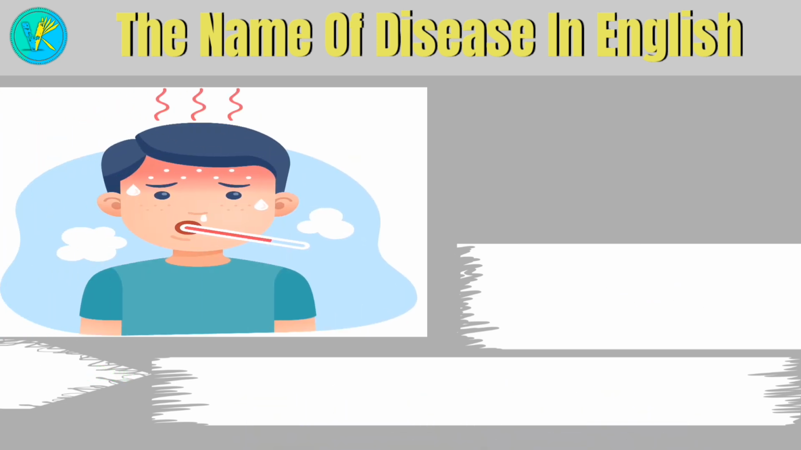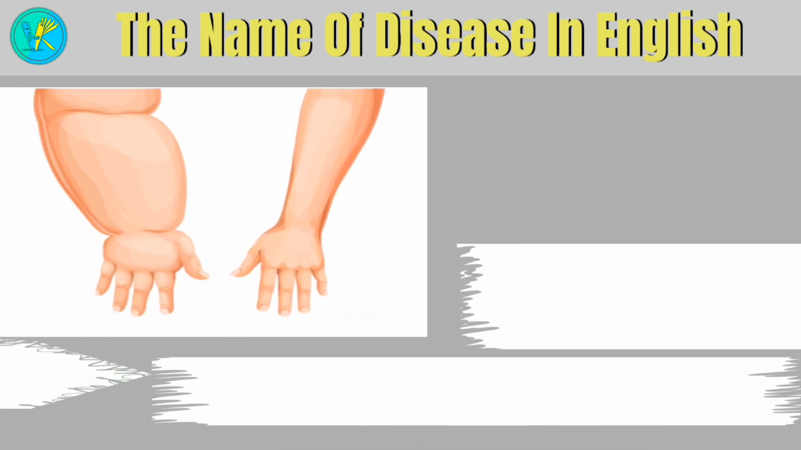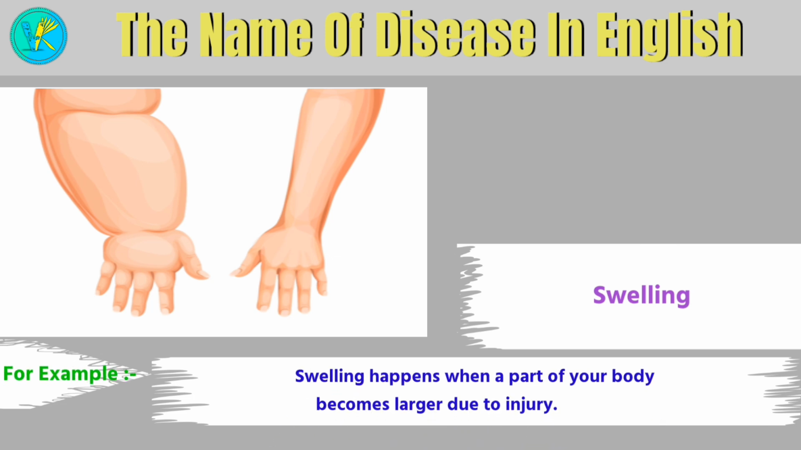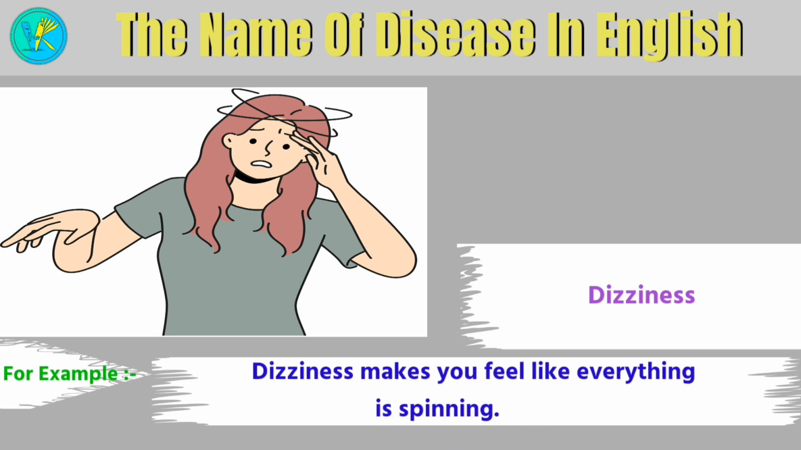Next, fever. For example, fever makes you feel very hot and weak. Next, swelling. For example, swelling happens when a part of your body becomes larger due to injury. Next, dizziness. For example, dizziness makes you feel like everything is spinning.